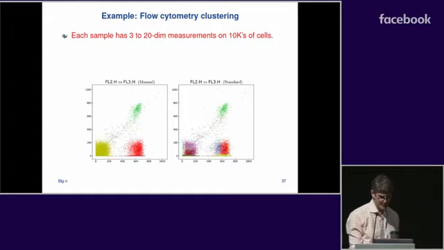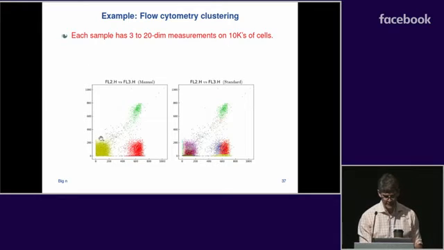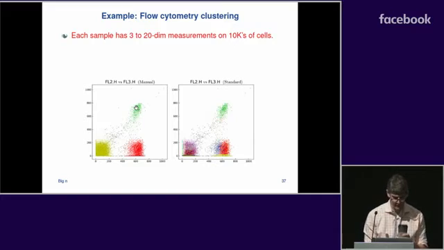Here's a nice example: flow cytometry clustering. Each sample has 3 to 20 dimensional measurements on tens of thousands of cells. Here just 2 dimensions are shown, and here are the clusters. These correspond concretely to different cell types, and this is based on manual gating, so somebody goes in and labels the data. And then here, if we use a mixture of Gaussians, it'll break up these very non-Gaussian looking, but maybe approximately Gaussian, clusters into different subclusters and overcluster.